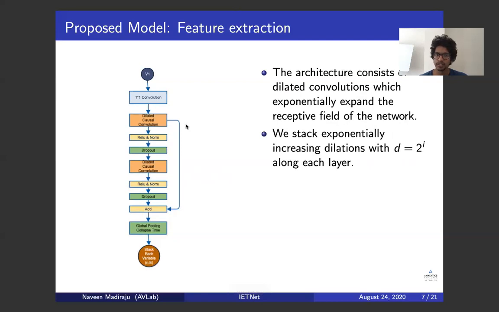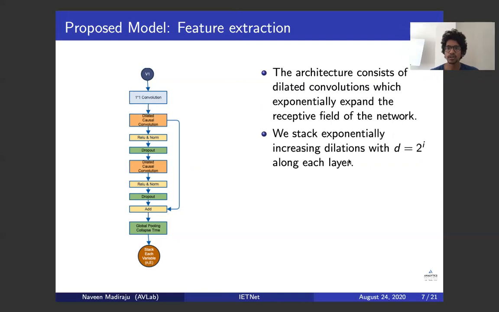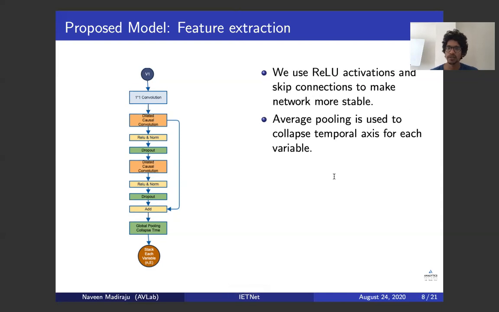The way we do this, the main component is dilated convolutions. The dilated convolutions can exponentially increase the receptive field of the network. So here we stack multiple dilated convolution layers with the dilation factor increasing by 2, thereby exponentially increasing the receptive field. After extracting, we use ReLU activations and skip connections to make the network more stable.